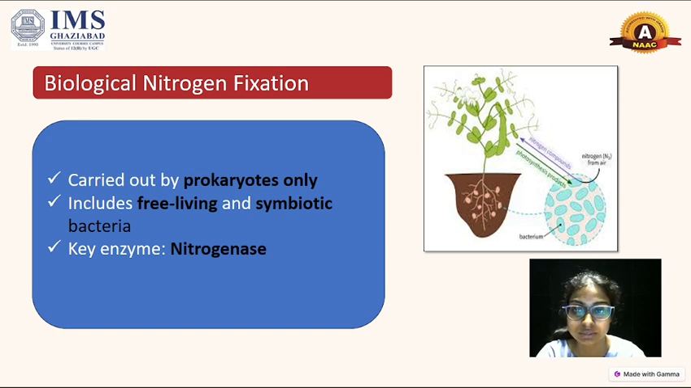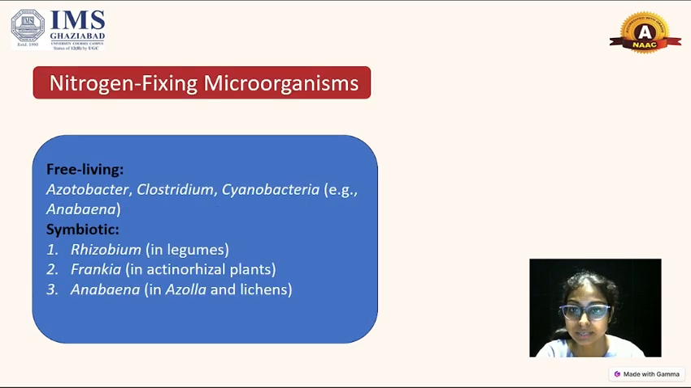In microorganisms, basically only the prokaryotes are important for biological nitrogen fixation. They include two types of microorganisms: one is free living and the other is symbiotic bacteria, and the key enzyme is nitrogenase. Next, the free living microorganisms are basically Azotobacter and Cyanobacteria. In the symbiotic, there are three different forms of bacteria: Rhizobium in legumes, Frankia in actinorhizal plants, and Anabaena in lichen.